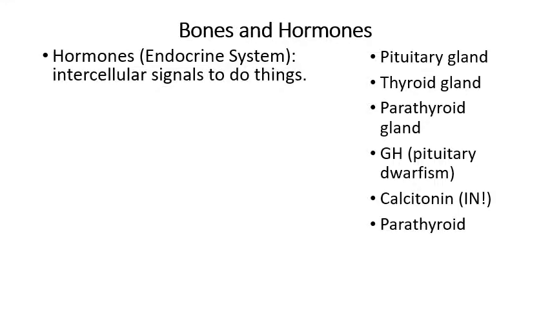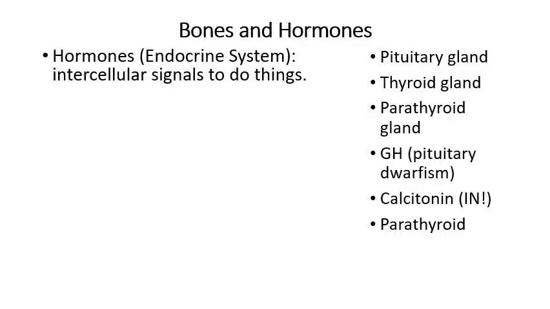All right, now the signal for the body to build bones or to take bones apart is controlled by hormones. Hormones are signals. They're not radio signals or television signals. They are basically protein signals or lipid signals that are produced by endocrine glands. And over here on the right side of the screen, I've listed some of the endocrine glands, including the pituitary gland, the thyroid gland, the parathyroid gland, and so on. So hormones are signals made of either proteins or lipids, and they are produced by endocrine glands, which are part of the endocrine system.